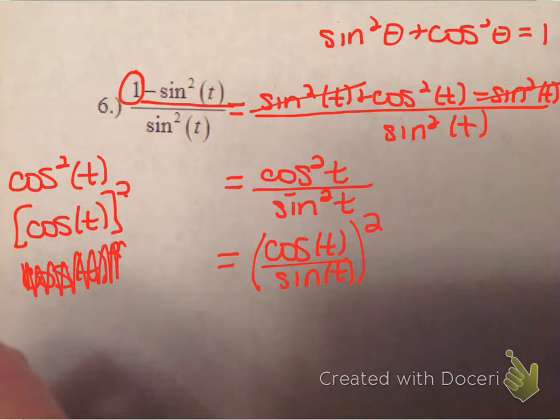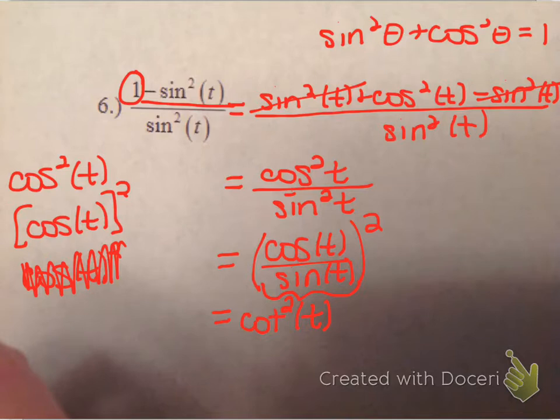And you don't have to show that step. You don't have to write it like that. But the reason that you might is that it might make more sense that cosine over sine, as we just discussed, is the definition of cotangent. And so the fact that that whole fraction is being squared means that what we have is cotangent squared of t.